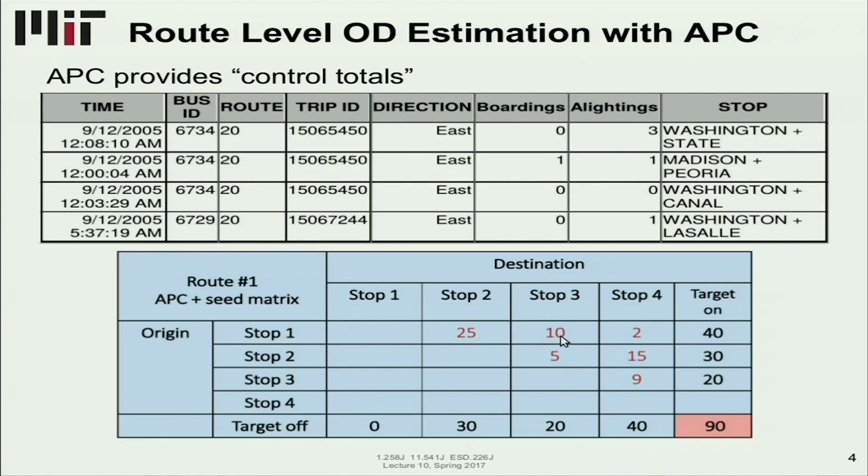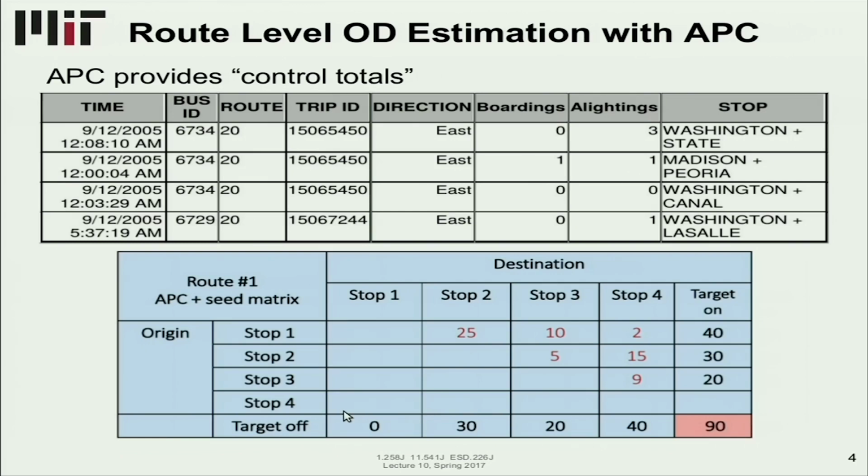We're showing here 10. Now, you may notice that the matrix here doesn't necessarily match the totals, right? So here we have 35 and 37, and the target is 40. So we have to scale it up a little bit. Here we had 30 people getting off at stop 2, and we only have 25. So that number is wrong. We need to scale it up.